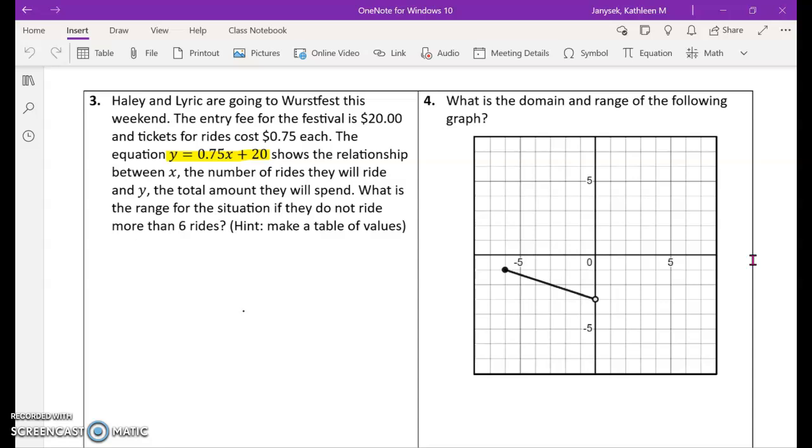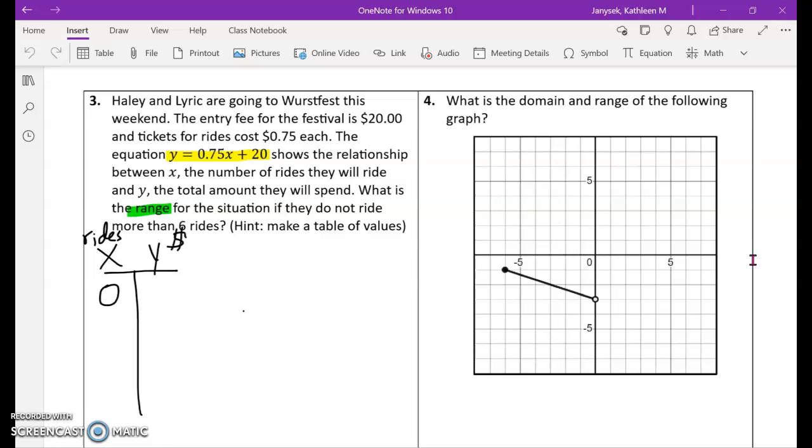So what is the range for this situation? It's important that you read, that you know that it's range, okay? And they do not want to ride more than 6 rides. So we're going to make a table. Remembering that in this equation, it tells you what the X stands for, okay? The X stands for the number of rides, and then the Y is the total cost that you're spending.